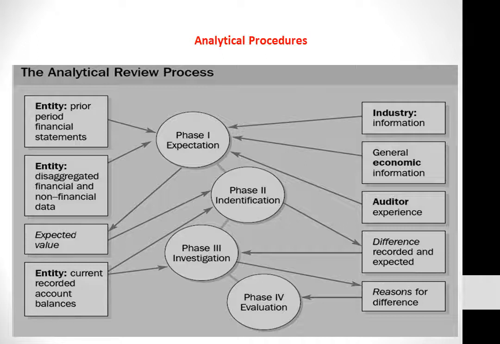Phase 4, evaluations. He has to get the reasons for the differences from step 3, and these reasons help him evaluate the effect of these differences on the audit of financial statements. So this figure is summarizing the 4 steps in the audit analytical review process we discussed previously. تمام كده. الرسمة دي بتلخص الأربع خطوات: إزاي أجيب المعلومات، إزاي أعمل لها evaluation، إزاي أشوف الريزنز فور differences، الأربع خطوات اللي ناقشناهم في السلايد اللي فاتت.